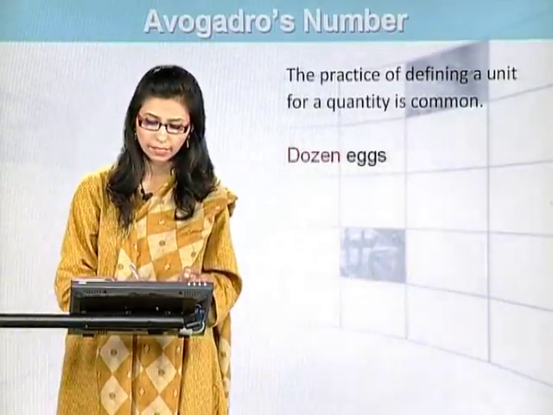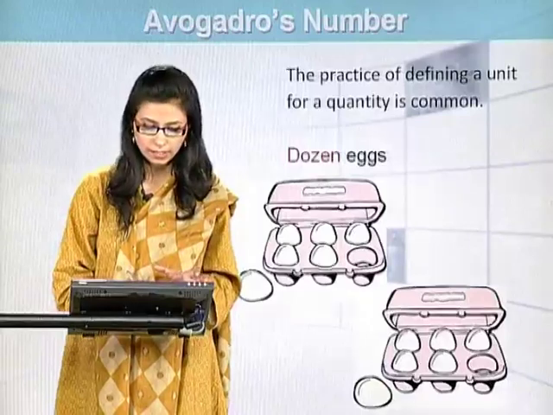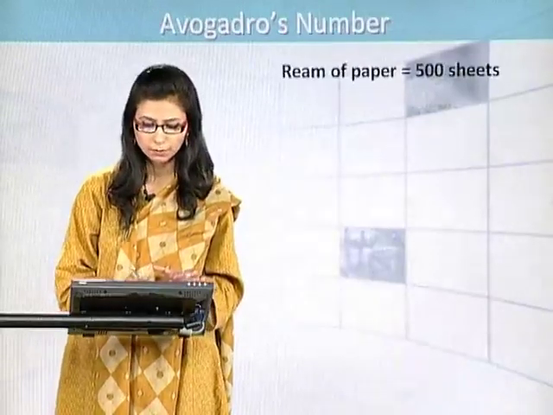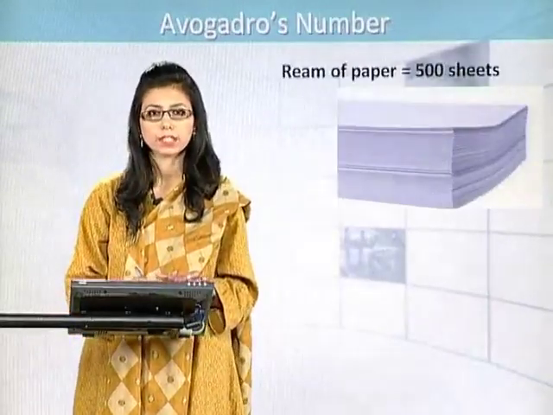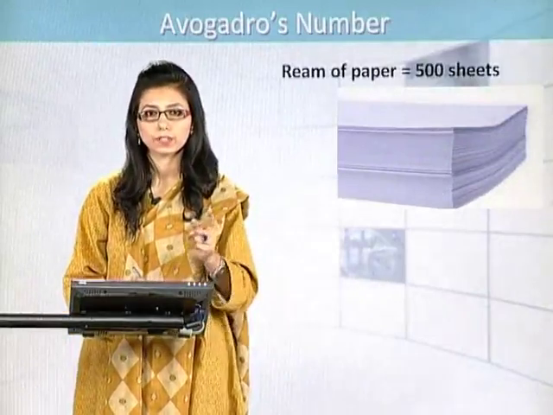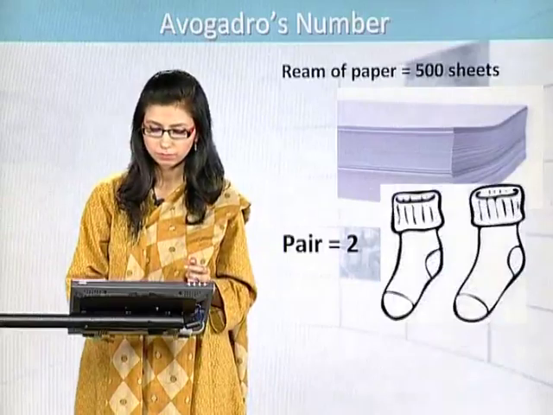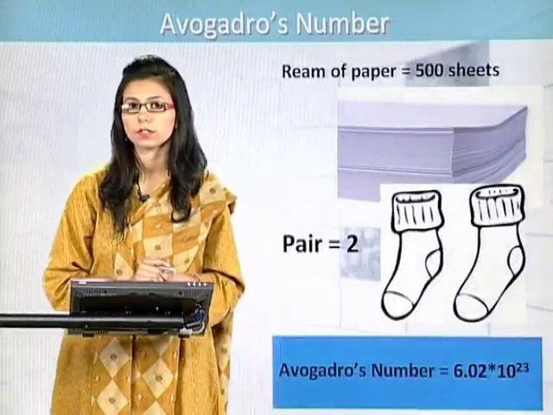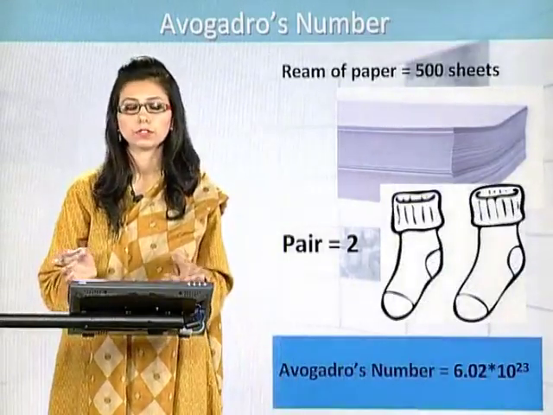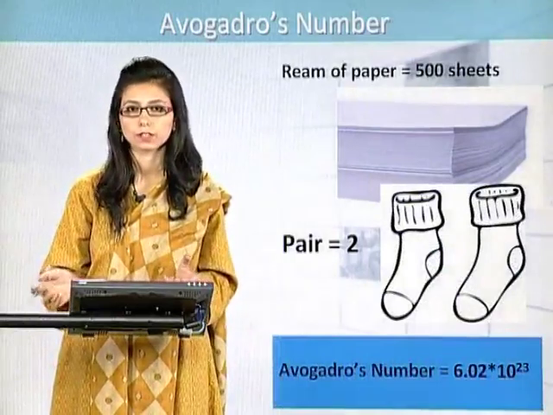Like when you buy a dozen eggs, there are 12 eggs, and when you put a ream of paper into your photocopier, there are 500 sheets of paper in a ream. Then a pair is always equal to 2. So as the Avogadro's number equals 6.02 into 10 raised to power 23 particles.